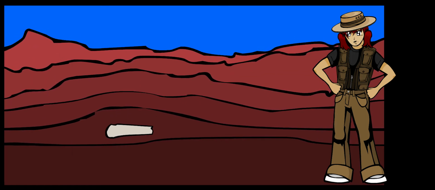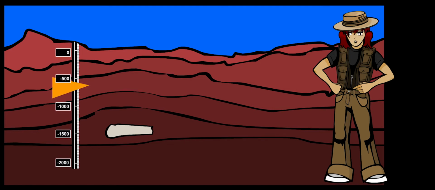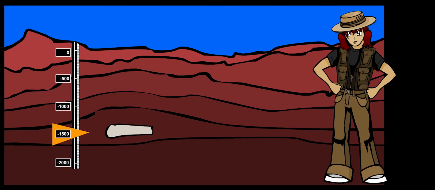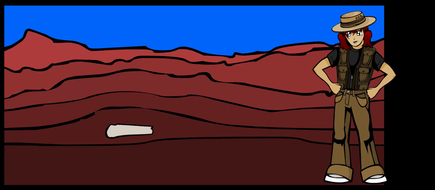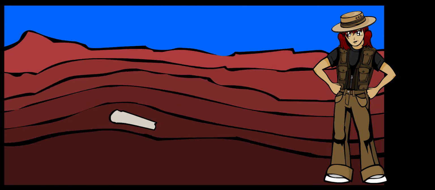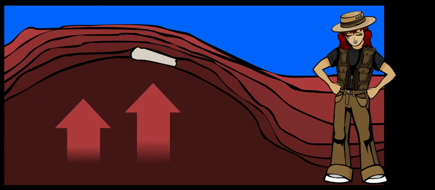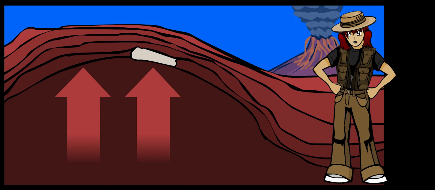So one way to guess a bone's age is to see which layer of rock it was in when it was found. The deeper the rock, the older the fossil. This isn't always very easy. The Earth is moving all the time. Old layers of rock are pushed to the surface, and new layers are formed when volcanoes erupt.